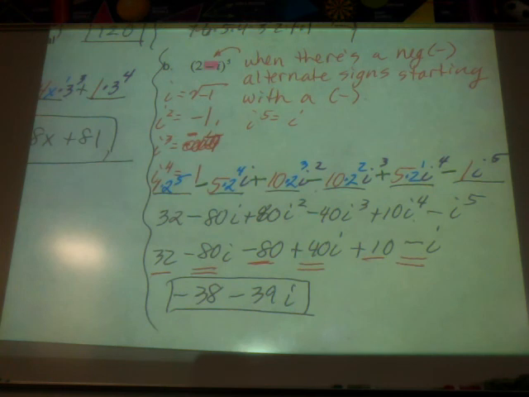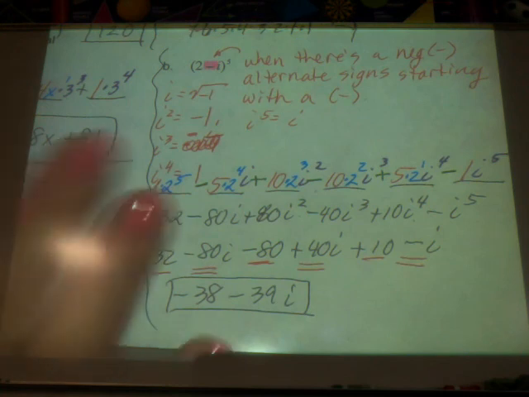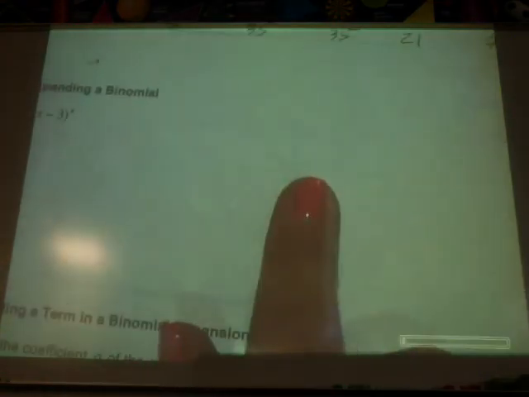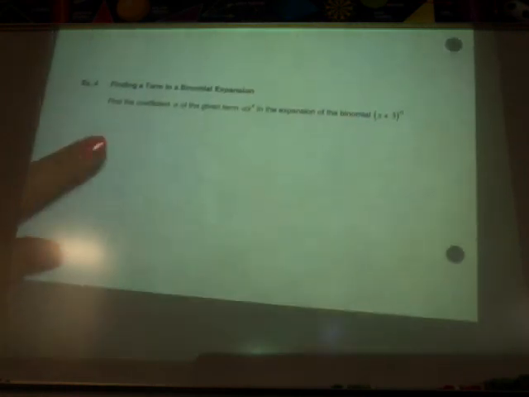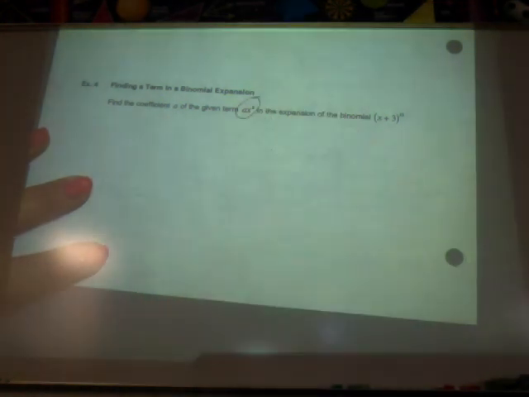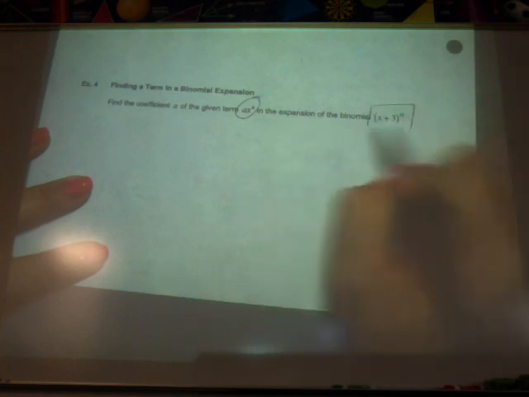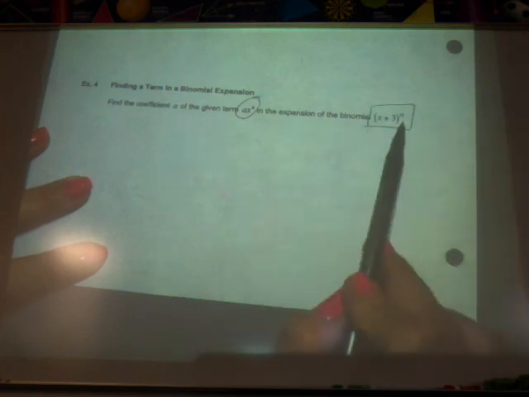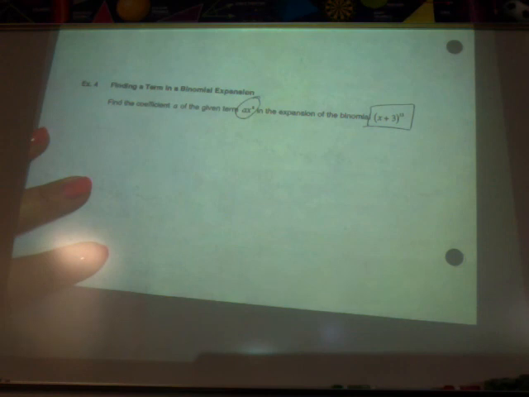All right, so then flip it. I will talk about this one if I get time, but let's look at this right here. So let's skip to example 4. For example 4, we're going to find the coefficient a of the given term, something x to the 8th, in the expansion of the binomial, where we have a binomial to the 12th power. So watch how the 8 and the 12 play around here.